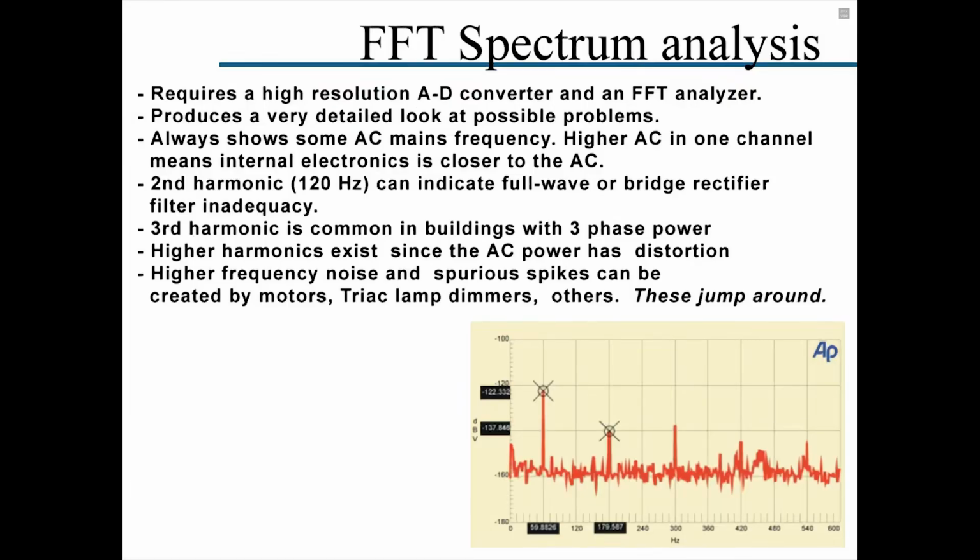Higher harmonics exist since the AC power has distortion. Higher frequency noise and spurious spikes can be created by motors, lamp dimmers, and other sources. These jump around.